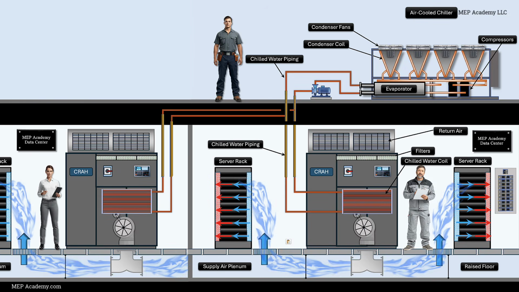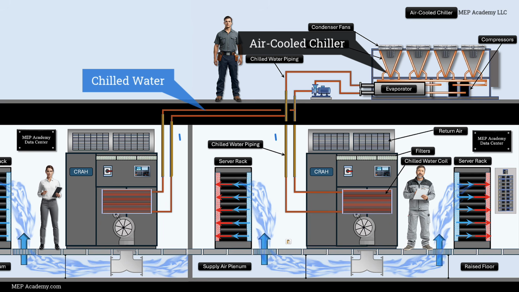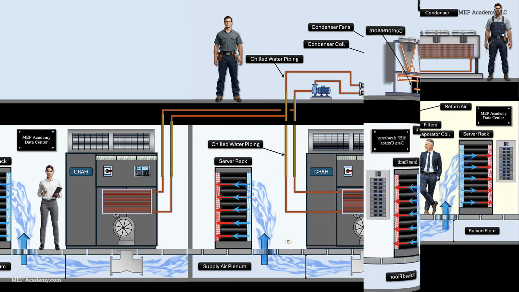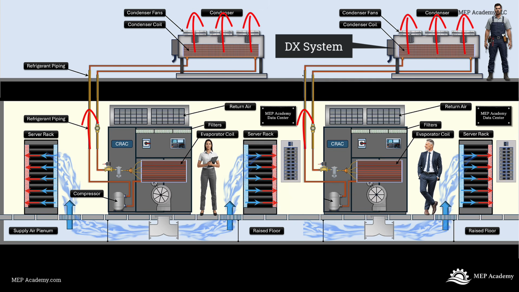Let's start with air-cooled systems. In an air-cooled data center, the cooling system removes heat from the server room and rejects that heat directly to the outdoor air. A common example is an air-cooled chiller. The chiller produces chilled water for the indoor cooling units, but instead of using a cooling tower, condenser fans blow outdoor air across coils to reject the heat. Some smaller data centers may also use DX systems, where refrigerant absorbs heat from the room and transfers it directly to an outdoor condenser. Air-cooled systems are popular because they are simpler.